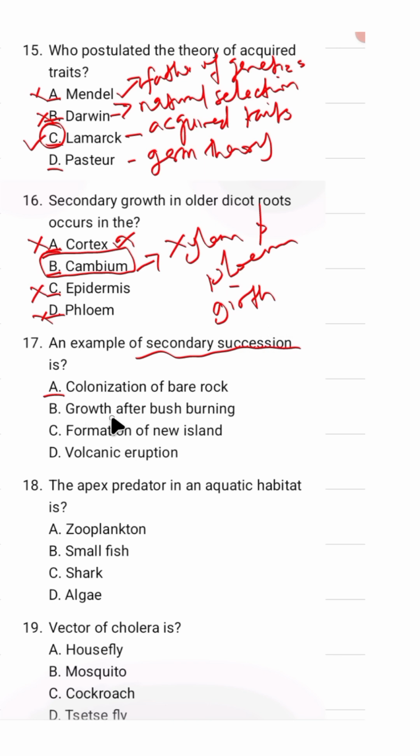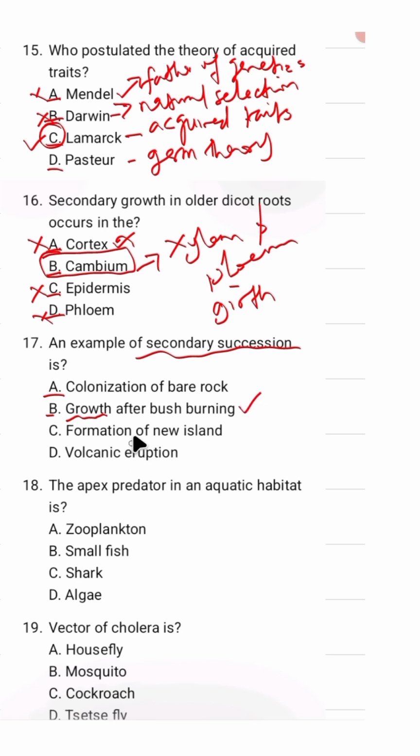Next one is growth after bush burning. So this option B here is a good example of secondary succession, because you can see growth after bush burning. That means the life there was actually destroyed, but the soil still remained. You understand? The soil remains after the fire, and plant life starts to regenerate again from the soil that was not destroyed. So this one could be the answer.